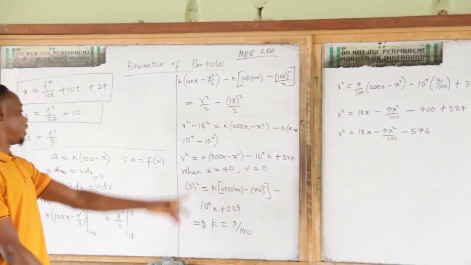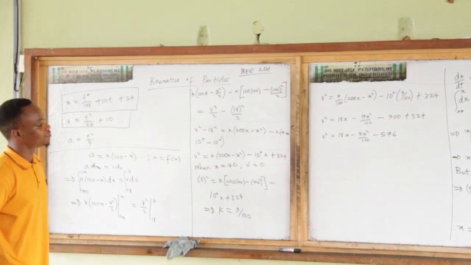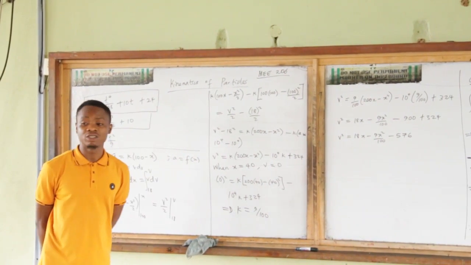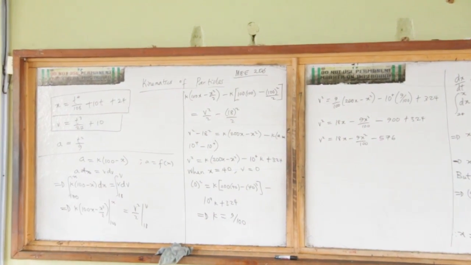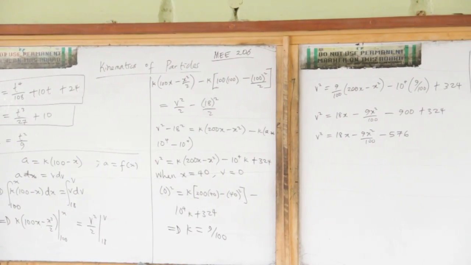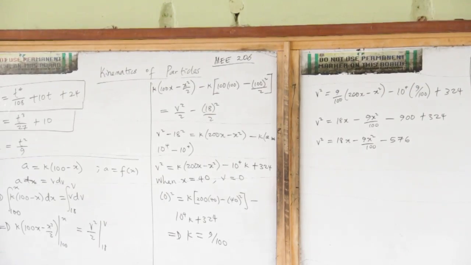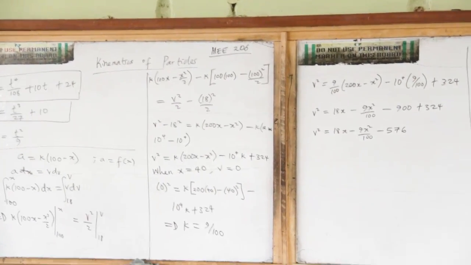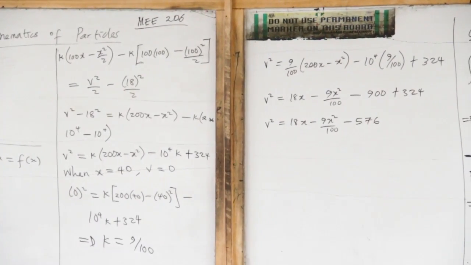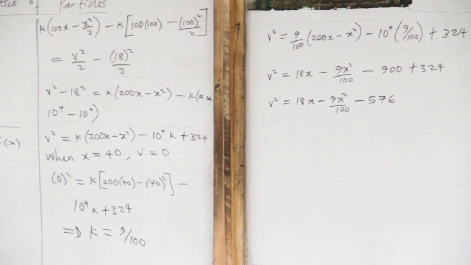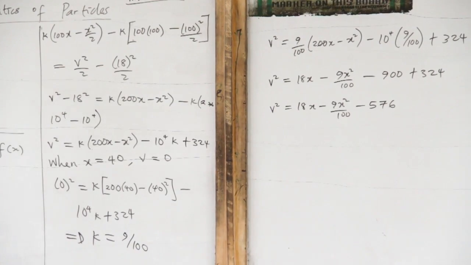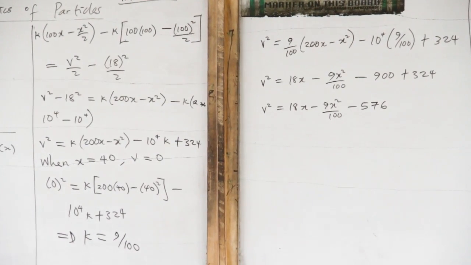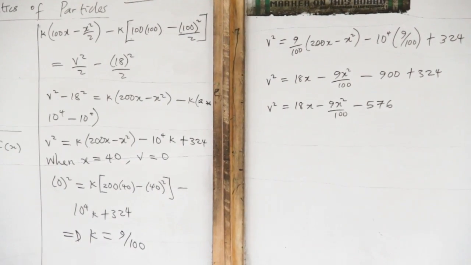So check it now. When x equal to 40, what is v? X equal to 40 in that expression. What will v give you? When x equals 40. I will do it as a check. v is 0. Alright. When x equal to, what's the next one? 160, Abby? When x equal to 160.